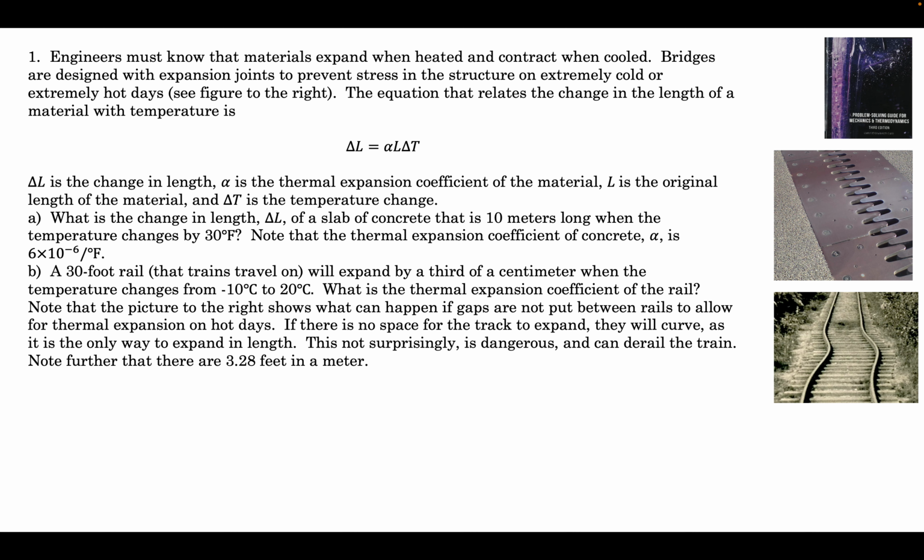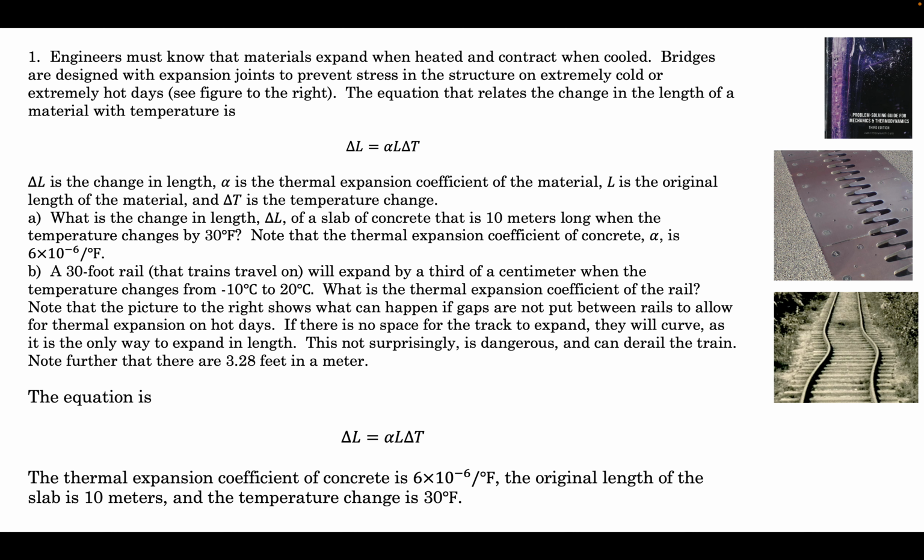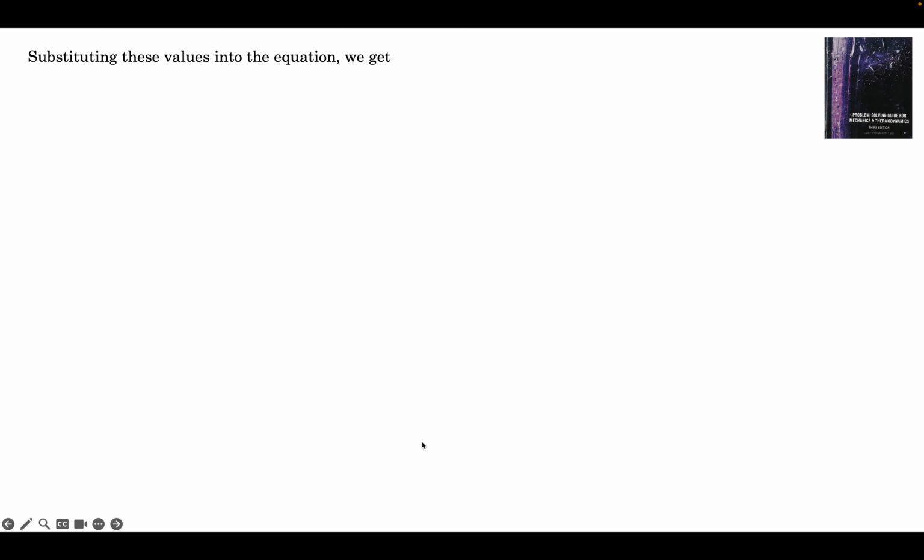Let's forget about B right now. Let's focus on A. So the equation is delta L is alpha L delta T. We know everything on the right-hand side. The thermal expansion coefficient of concrete, 6 times 10 to the minus 6th per degree Fahrenheit. The original length is 10 meters, and the temperature change is 30 degrees Fahrenheit. We can plug these in on the right-hand side, and we get that.